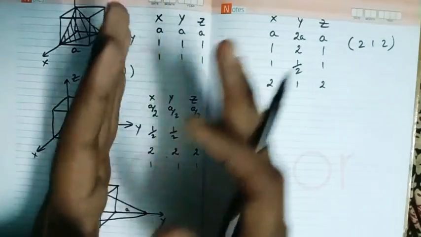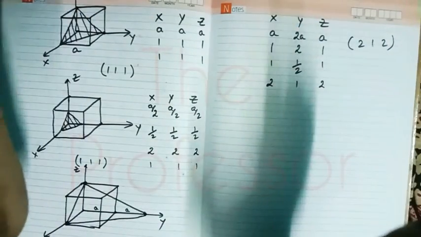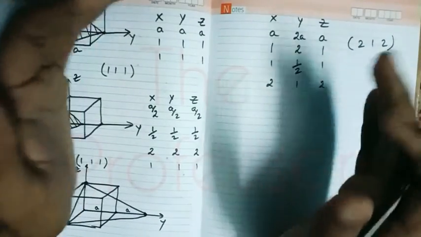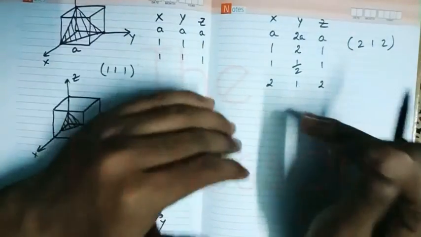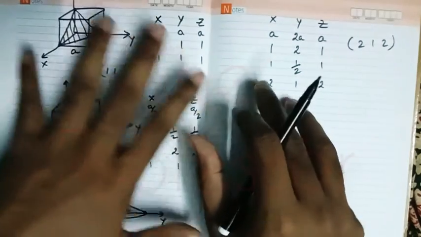So this was all about crystallographic planes, in which we found out how to locate different planes using their Miller indices. I hope this would be clear to you.